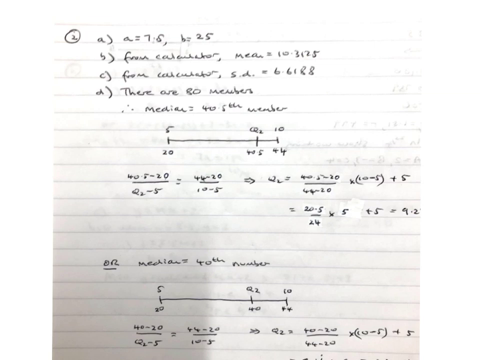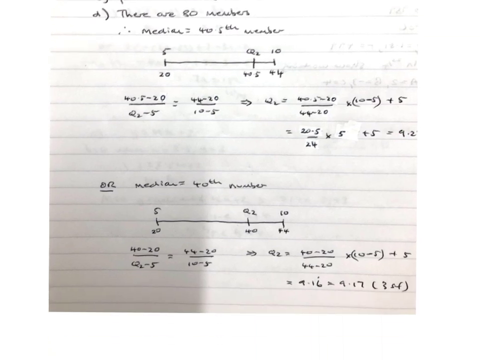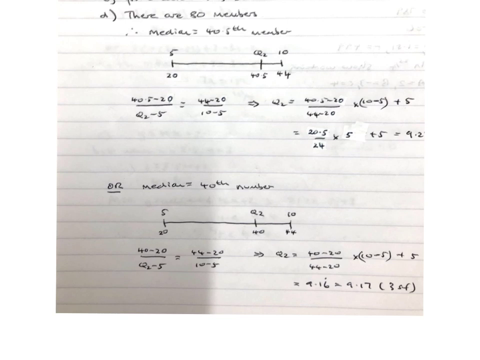Solve that equation and we get 9.2. But as I said, they do allow you to use the 40th number. It's the same principle, and so 9.2 or 9.17 is allowed. Just check there, that's actually 9.27. The 7 didn't get copied.